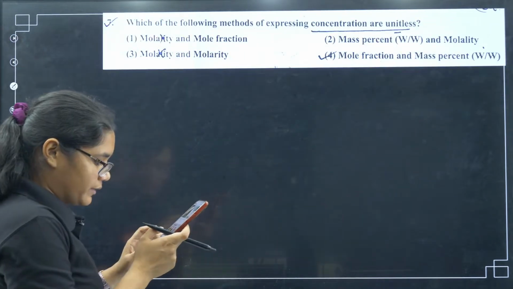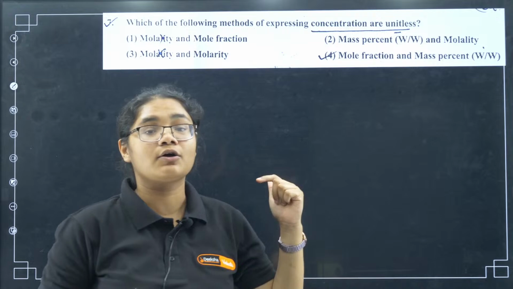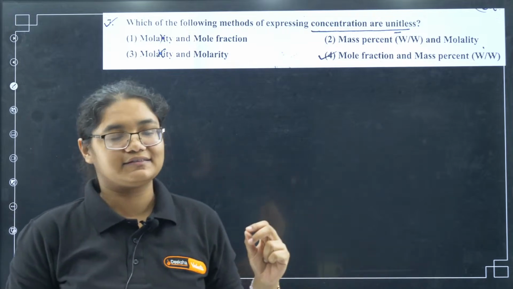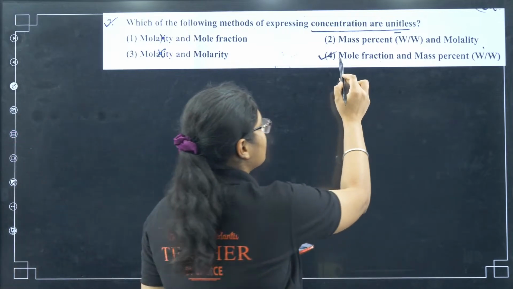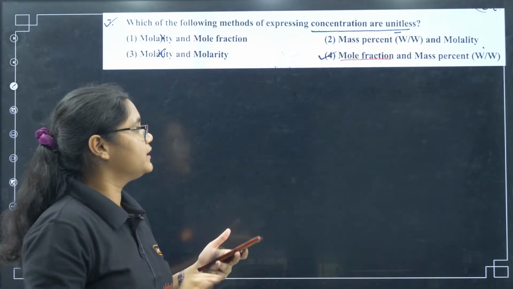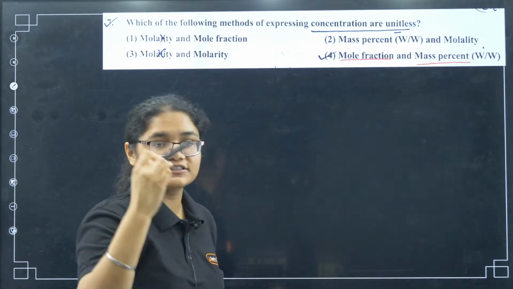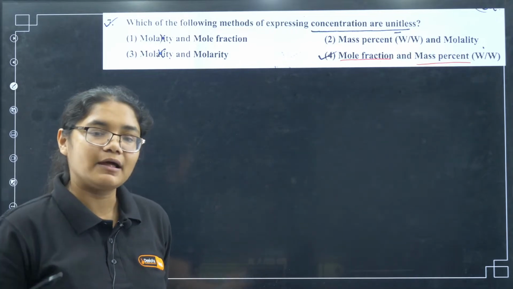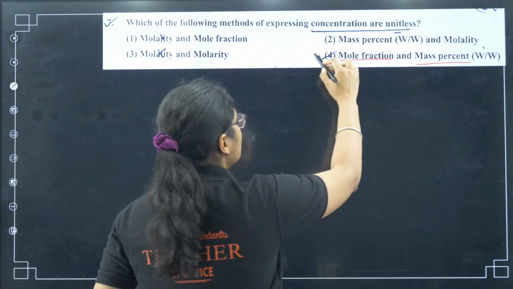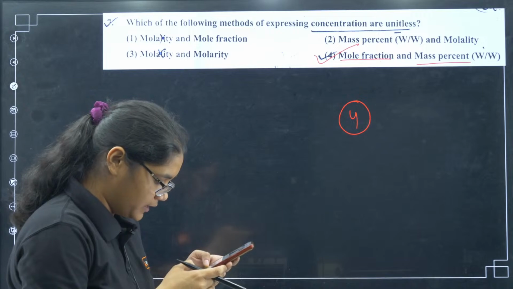Next, moving to question number 7: which of the following methods of expressing concentration are unitless? Mole fraction is number of moles divided by number of moles, so it is a unitless quantity. Mass percentage is also W by W, so gram will get cancelled, and that is also unitless. So for question number 7, the answer is option number 4.